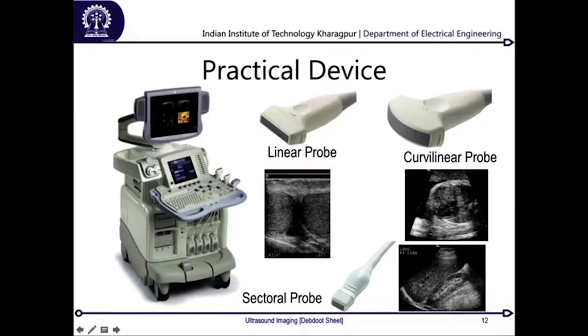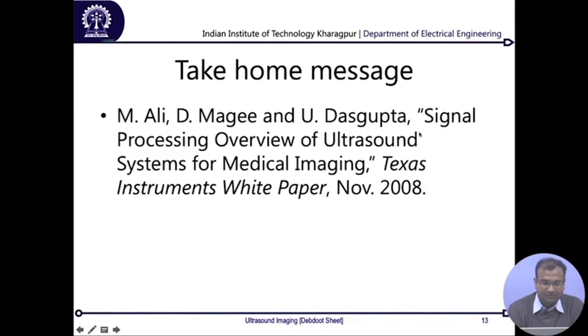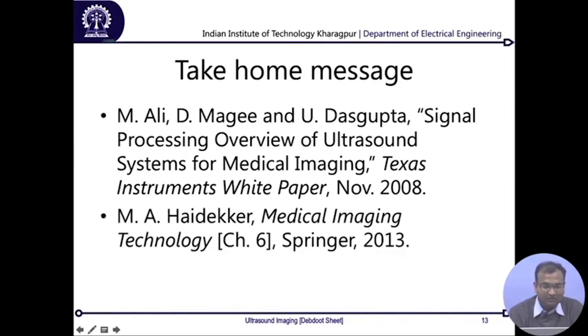So these are some of the commonly used probes which clinicians use, and most of the data and images you would see are from these kinds of probes. Now for much more detailed reading, you can have a look through this white paper from Texas Instruments, which discusses the whole signal processing overview of ultrasound systems. As well, you can look into chapter 6 of this textbook on medical imaging technology, which discusses the actual instrumentation, the clinical attributes and different properties of ultrasound in total. So with that, we come to an end to ultrasound imaging, and thank you.